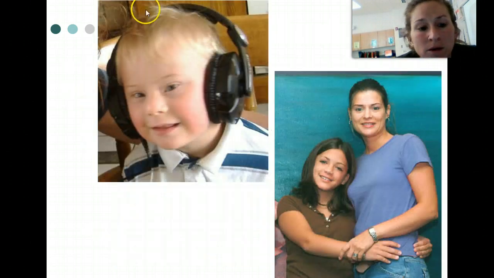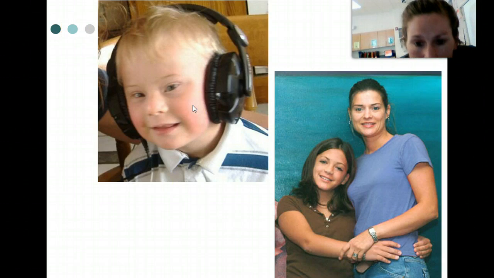So I do have a picture of Down syndrome right here. Child with Down syndrome, probably more common to us. And then this girl here has Turner syndrome.